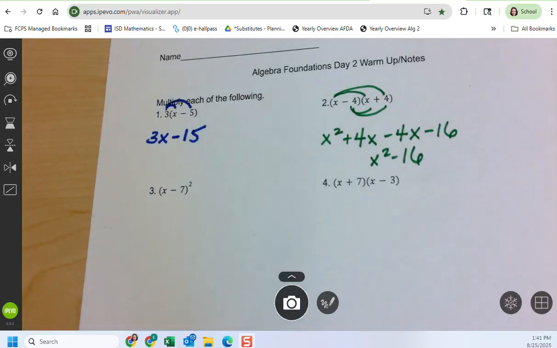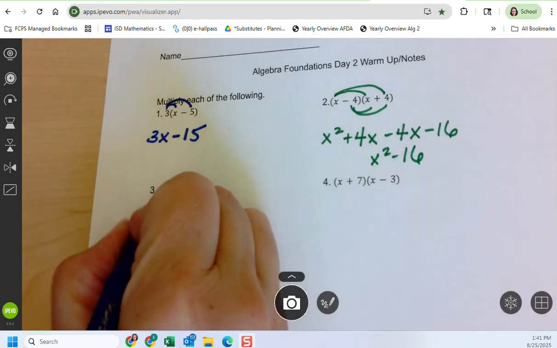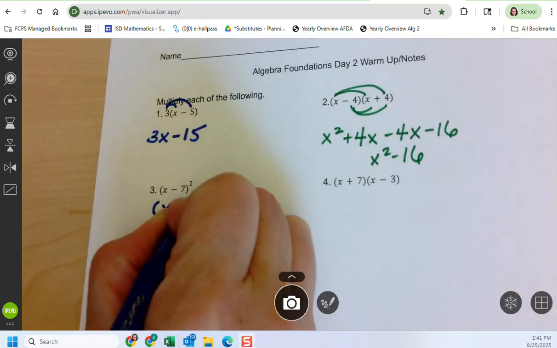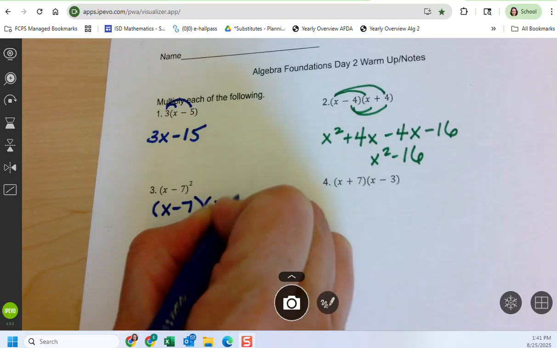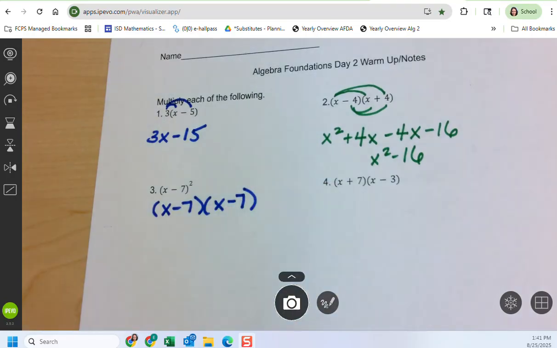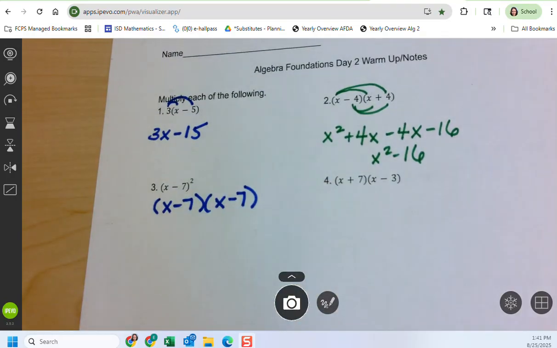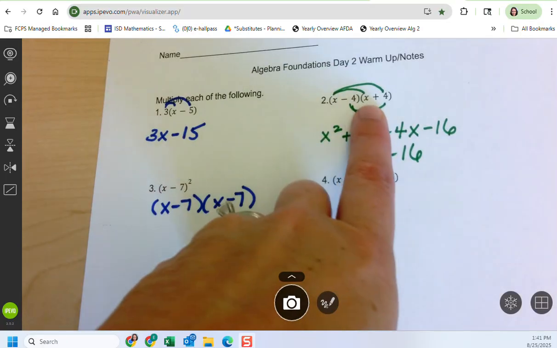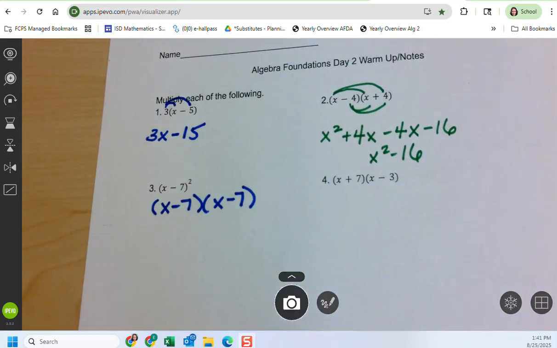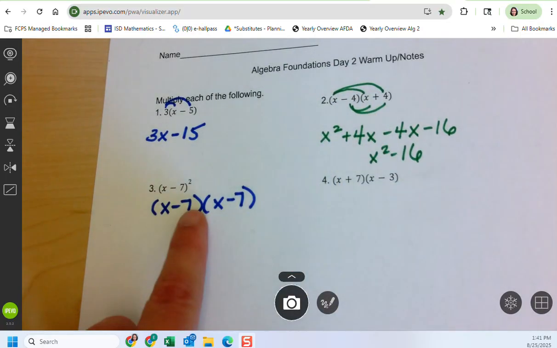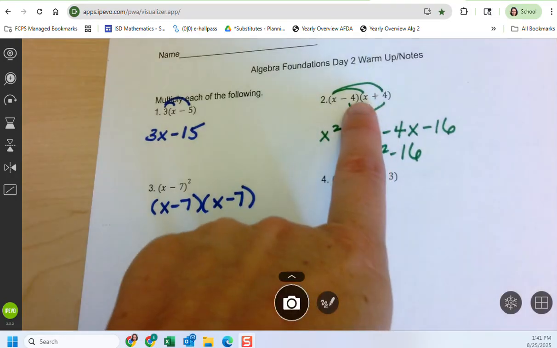So 3 squared is 3 times 3. X minus 7 squared is x minus 7 times x minus 7. Now, if you didn't write something like this, that is your first step. Please do that. It looks a lot like this one, but my middle terms are not going to cancel out this time because both of my 7s are negative. In this one, I had a negative and a positive.